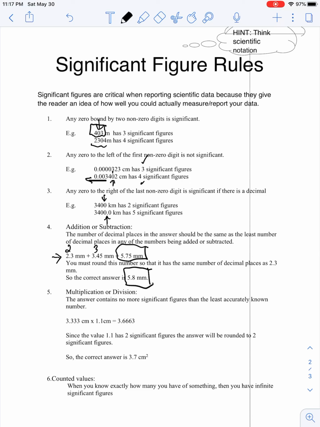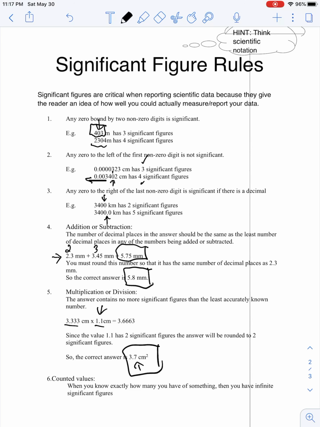And multiplication and division: the answer contains no more significant figures than the least accurately known number. So this has 4 significant digits. This has 2. This is the least accurately known number because there's only 2. So when we multiply, our answer can only be 2 significant digits. So we must round that to 3.7. And counted values: when you know exactly how many you have of something, then you have infinite significant figures. So if you can count things, they're all significant.